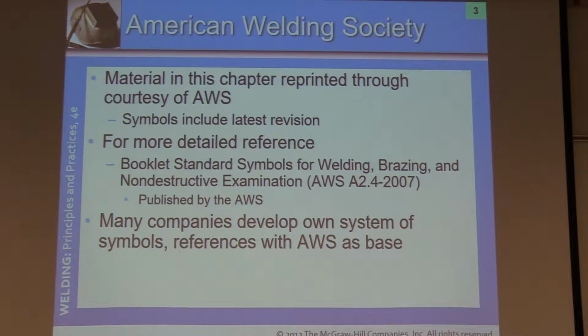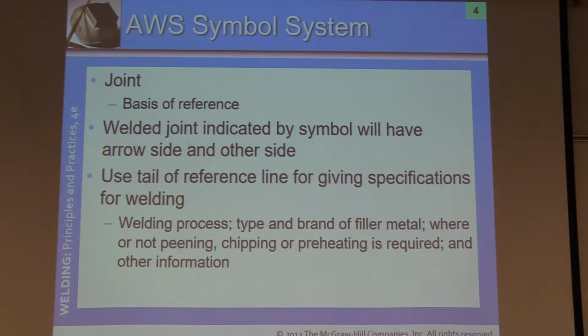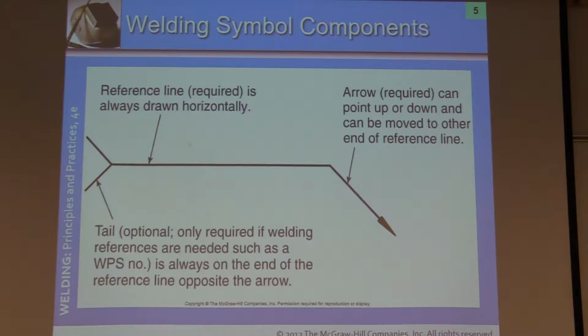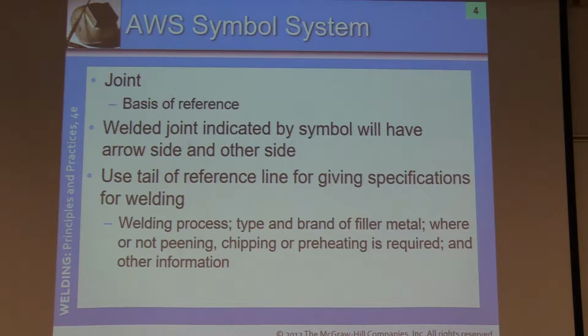Okay, for more detailed reference, there's always the standard symbols for welding, brazing, and non-destructive examination, AWS A2.4. Many companies develop their own system of symbol references with AWS as the baseline. Okay, here it states the joint is the basis of reference. So the welded joint indicated by the symbol will have an arrow side and another side. We'll break this down here in a second.